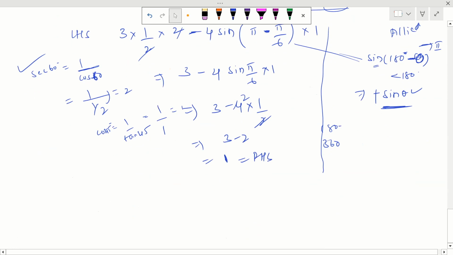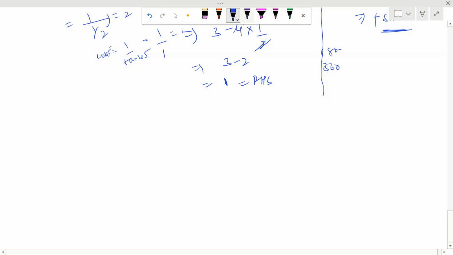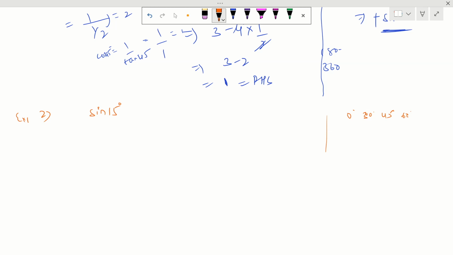Now come to another example, example 2. Now we have to find the value of sine 15 degrees. Sine 15 degrees is not available in your table, because in the table we have only 0 degrees, 30, 45, 60, 90, then 180, 270, and 360 degrees. Only these values we know in the table. Without using a calculator we have to find the value.